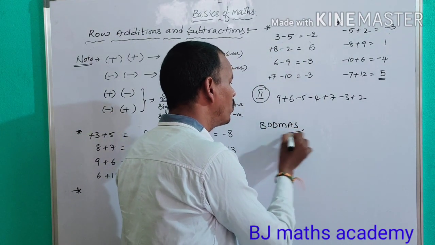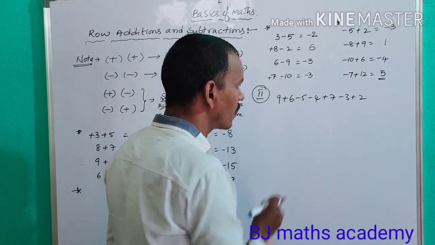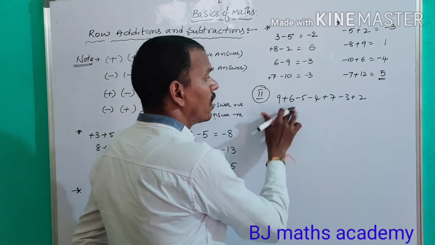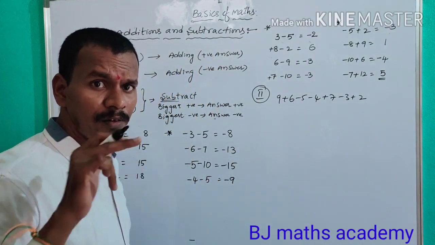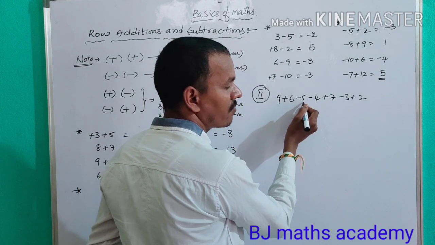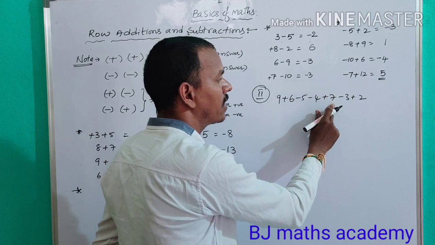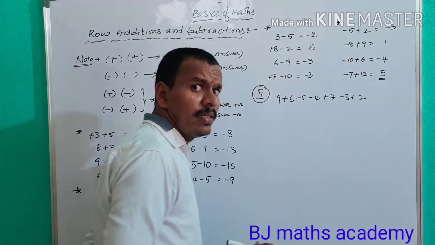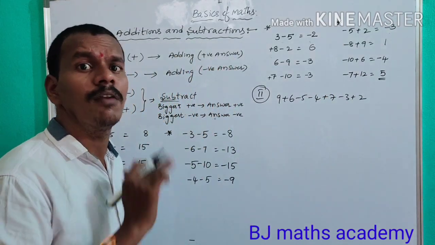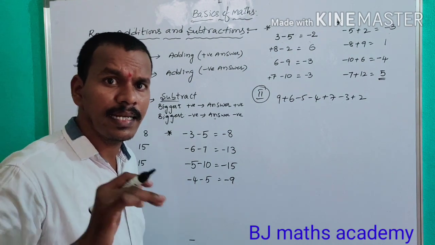But here no need to BODMAS, just directly we can solve it. See, clear? But almost all students follow one way: 9 plus 6 is 15, 15 minus 5 is 10, 10 minus 4 is 6, 6 plus 7 is 13, like that. But some students get confused when we are adding and when we are subtracting.